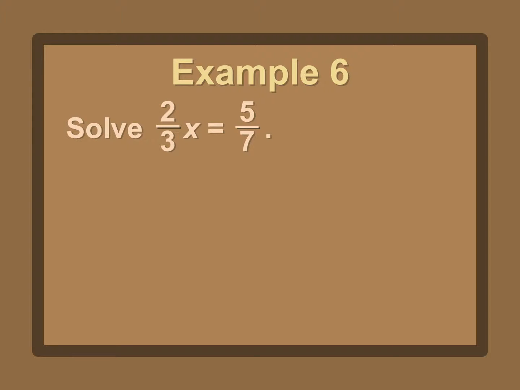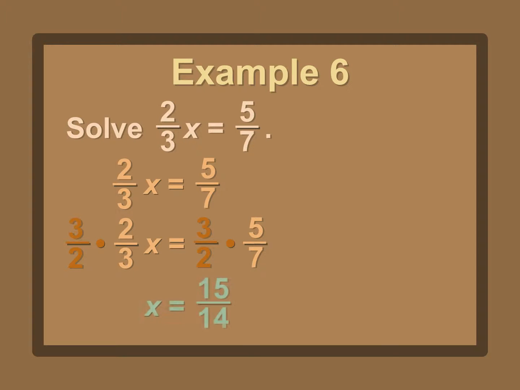Let's take a look at this example. I have 2/3 x equals 5/7. So for this problem, I'm going to divide by 2/3. But I remember that dividing by 2/3 is the same as multiplying by 3/2, because dividing by a fraction is multiplying by the reciprocal. So I'm multiplying both sides by 3/2. And so when I do that, I get x equals 15/14.